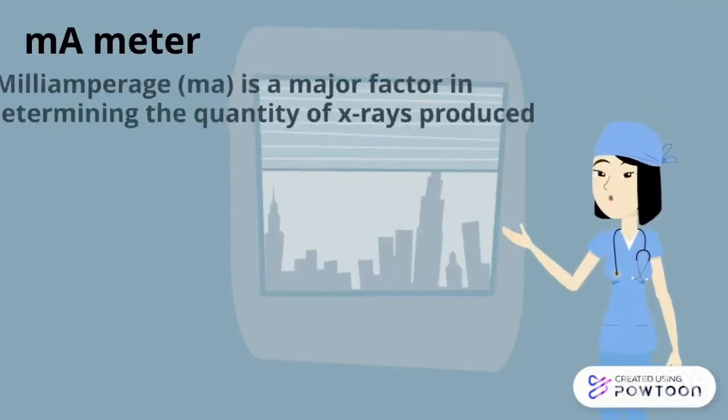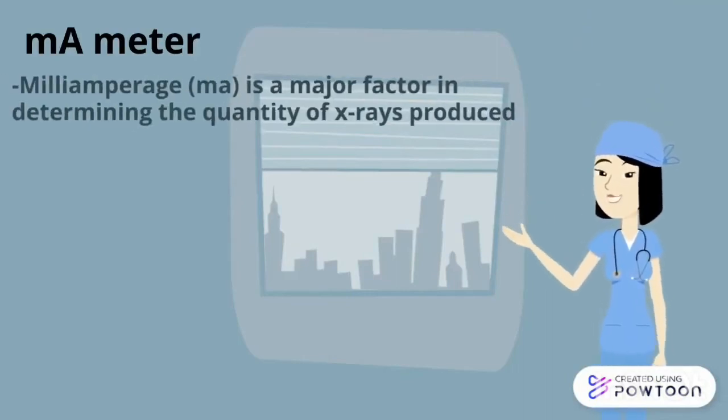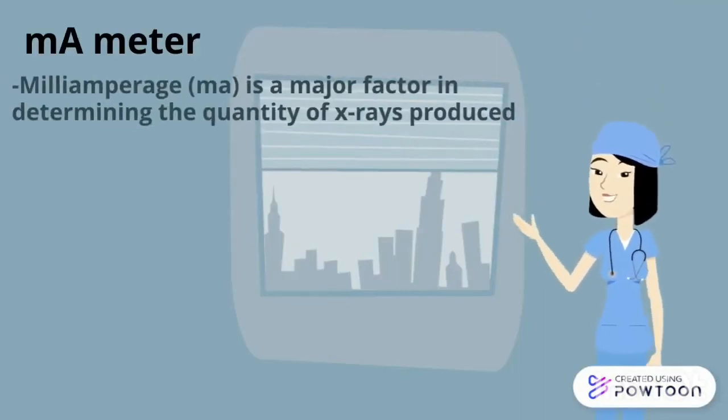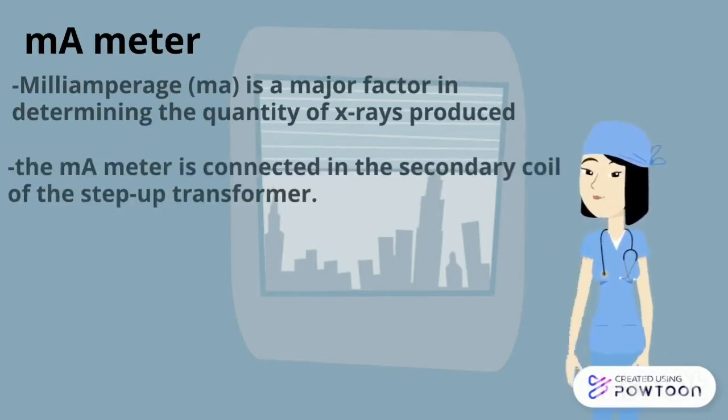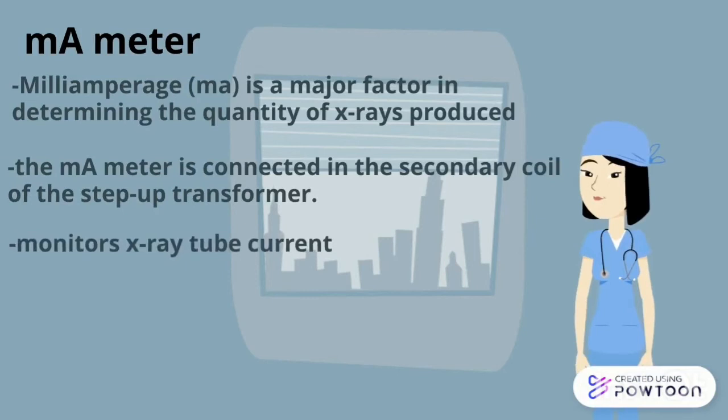Milliamperage is a major factor in determining the quantity of X-rays produced, and therefore a good indication of the type of examination that can be performed with a machine. The mA meter, which is connected to the secondary coil of the step-up transformer, functions to monitor the X-ray tube current.